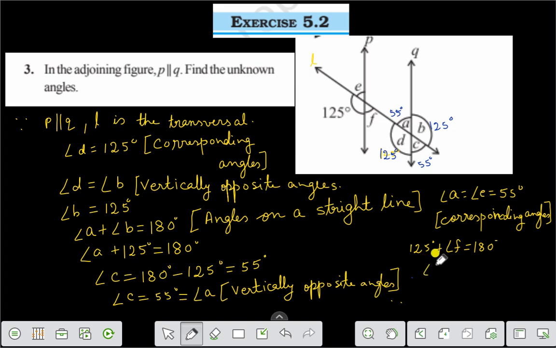Therefore, you can say angle F is equal to 180 degrees minus 125 degrees. If we subtract 125 from 180 degrees, then we are getting 55 degrees. That is 55 degrees.